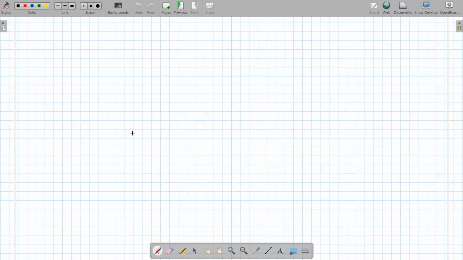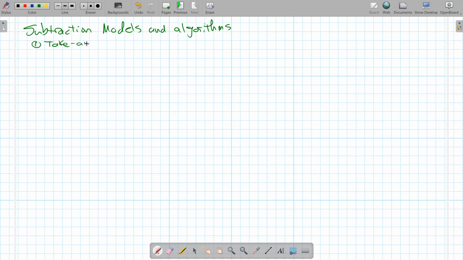So we'll come back to that in a second. So again, we are working on subtraction models and algorithms. And for this activity, for the models, we're just going to do takeaway and comparison, not the other two. And for the algorithm, we're just going to do the standard renaming algorithm.